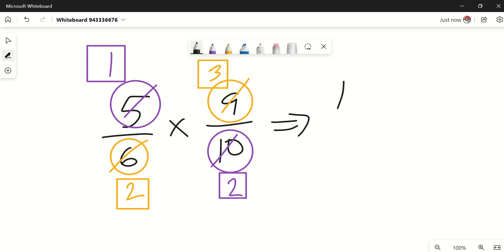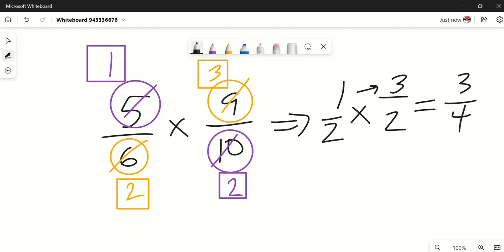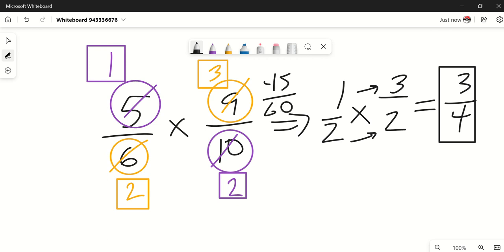So my new problem would be 1/2 times 3 over 2, which would give me 3/4. 1 times 3 is 3, 2 times 2 is 4. My answer is 3/4. A lot easier when we use cross simplification, because otherwise this would have been 45 over 60, and then you can have fun finding common factors with that. You divide by, I'm assuming, 5 first would be the first one to come to mind, and then you'd keep going. I, on the other hand, would just do cross simplification to solve that problem.